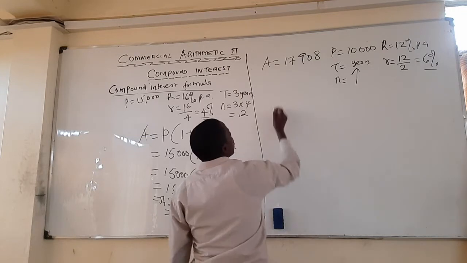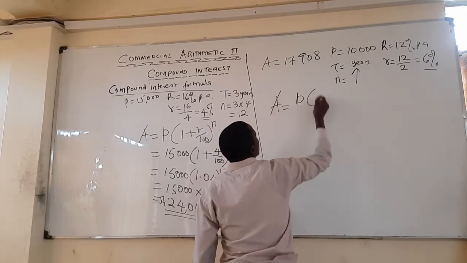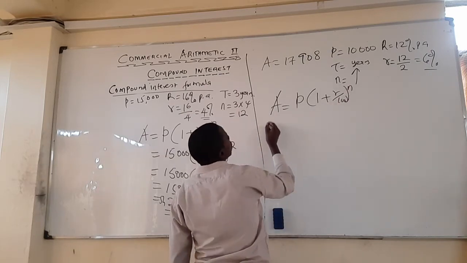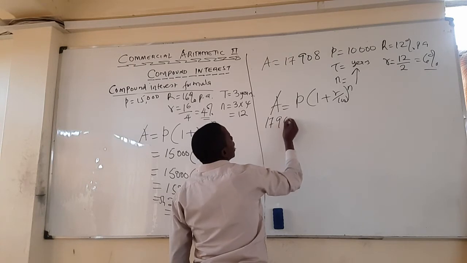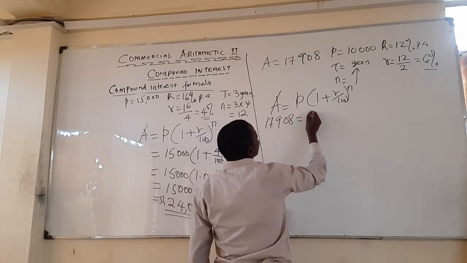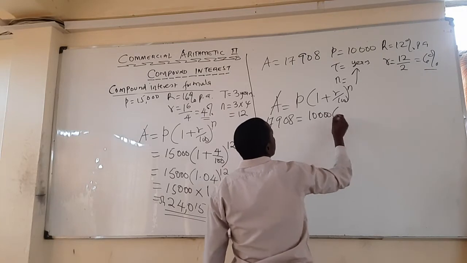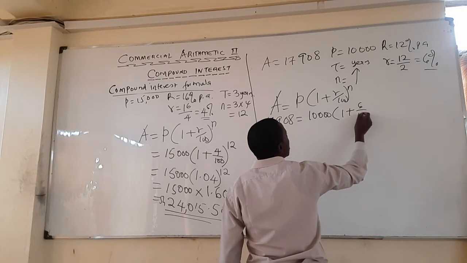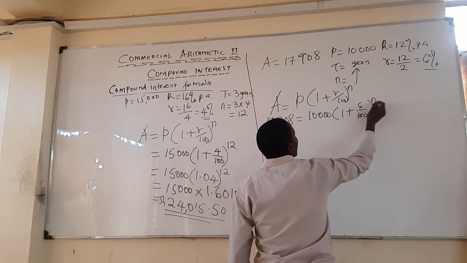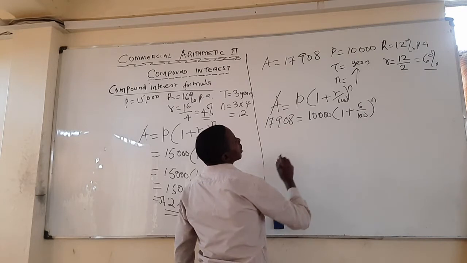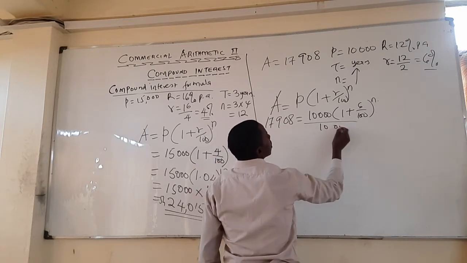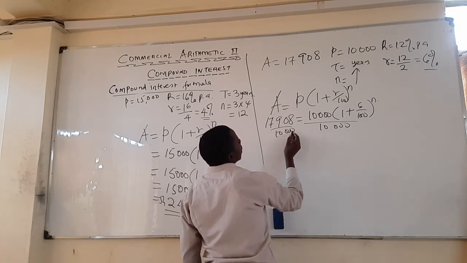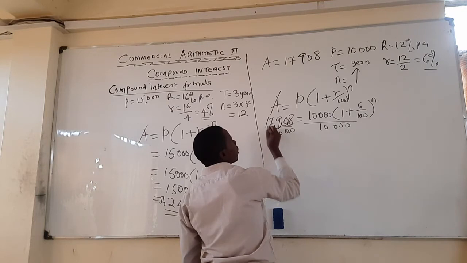So we use the formula. Amount is given by principal, bracket 1 plus r over 100, power n. Amount here, we have 17,908 is going to be, principal is 10,000 into bracket 1 plus our rate of 6% per period, power n. We are going to find that n. So we can divide by 10,000 on both sides.